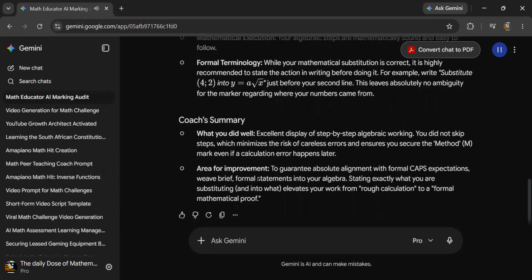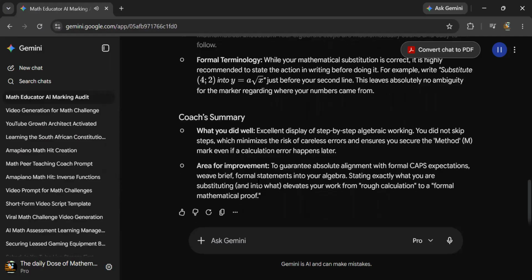Coach's summary. What you did well: excellent display of step-by-step algebraic working. You did not skip steps, which minimizes the risk of careless errors and ensures you secure the method M mark even if a calculation error happens later. Area for improvement: to guarantee absolute alignment with formal CAPS expectations, weave brief, formal statements into your algebra. Stating exactly what you are substituting, and into what, elevates your work from rough calculation to formal mathematical proof.